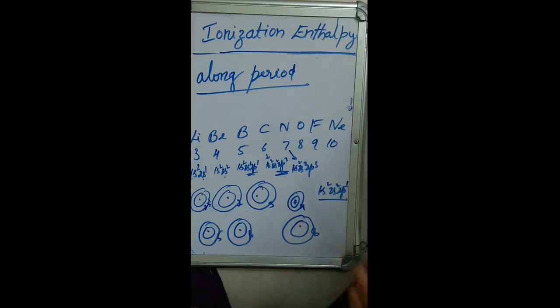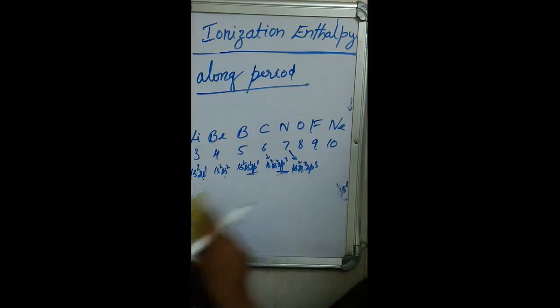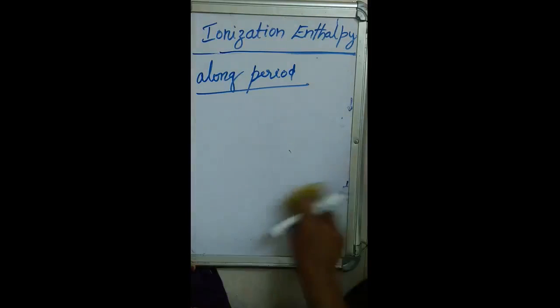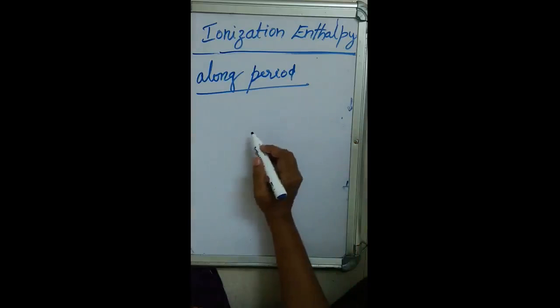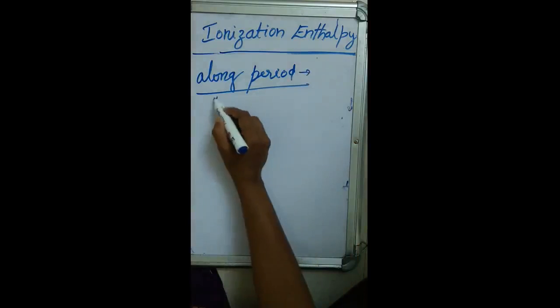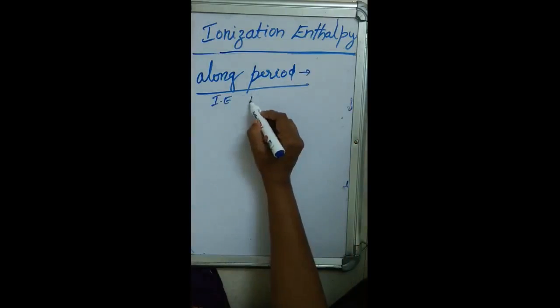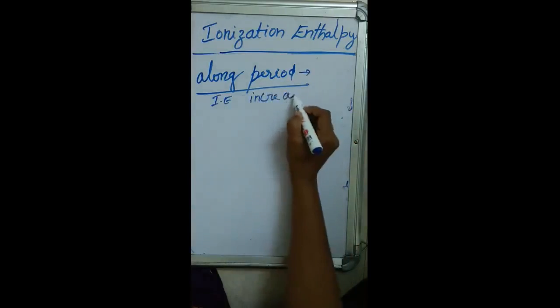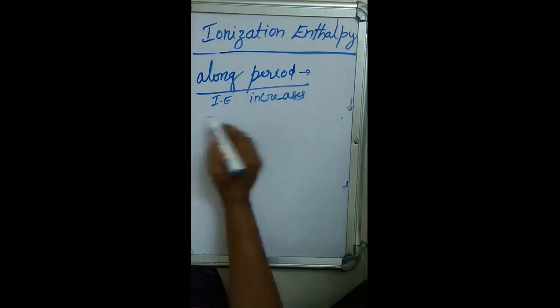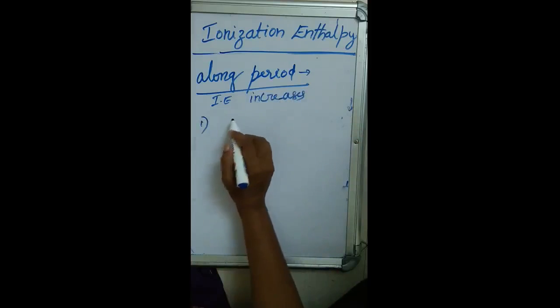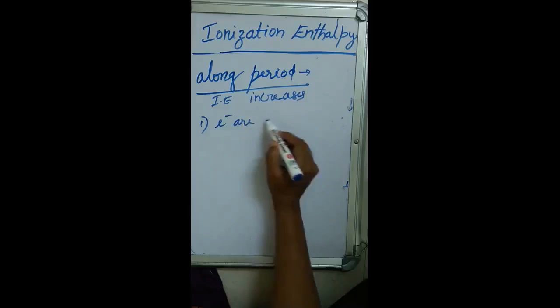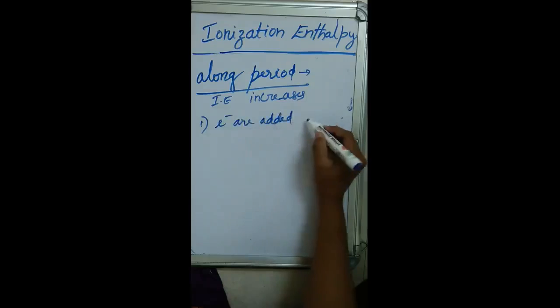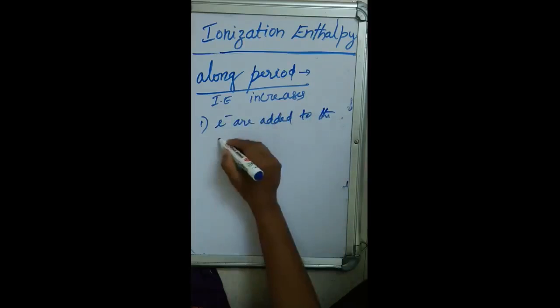So the outermost shell experiences inward pull. So based on this, now I can write the points. What and all points I can write? That is, along the period, what happened. Okay, now along the period, ionization enthalpy increases. Ionization enthalpy increases. Now what is the reason? Now here, since electrons are added along the period, electrons are added to the same shell.